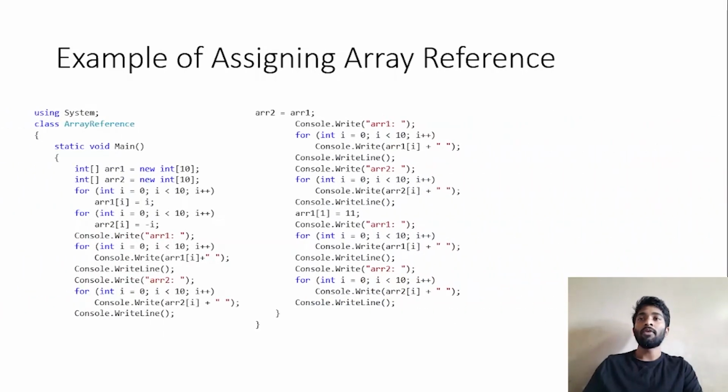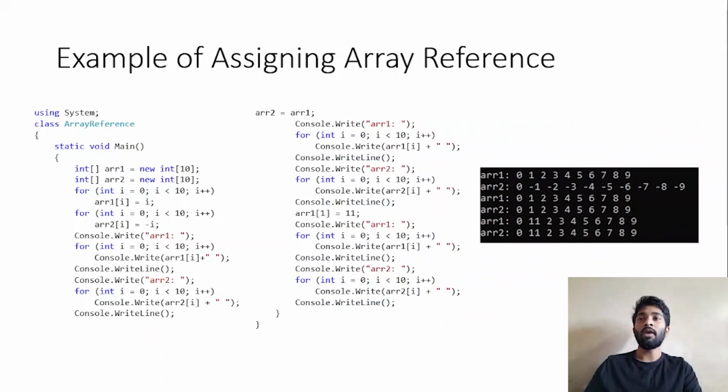First we create two arrays, arr1 and arr2, and then assign values to them. Next we print those values. You can see in the output screen the first two lines, where we have assigned those values to both the arrays. Next we assign array1 to array2 and then print the values of the arrays. Now you can see both the arrays have values from 0 to 9.